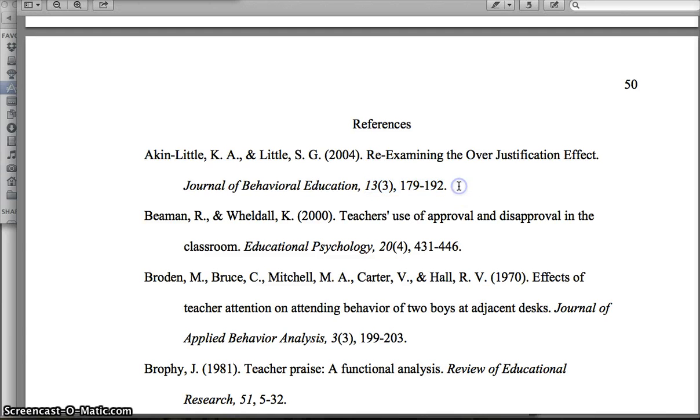Again, there are very specific rules about how these things are formatted and when you need to include issue numbers and when you don't, that can all be found in the APA style manual if you are interested in that level of information.